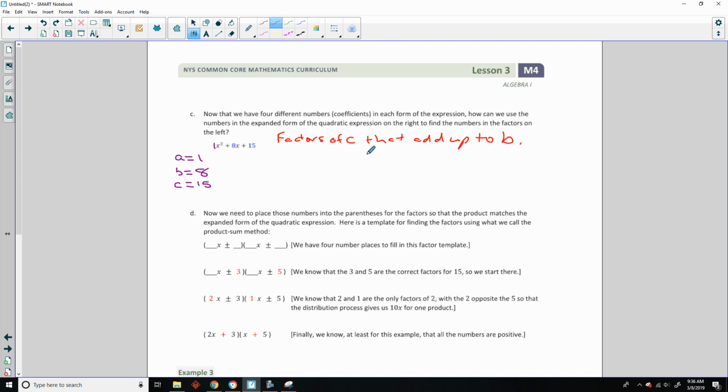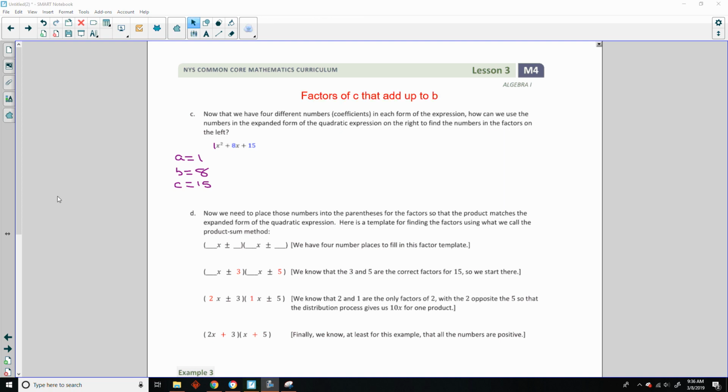So there's my rule. I made it a little bit more legible. Factors of C that add up to B. Since C is 15, then I do a factor table here, and I say, well, factors of 15 are 1, 15, 3, 5. And they have to add up to 8. So the sum has to equal 8. Well, there it is. So it would be x plus 3, x plus 5.